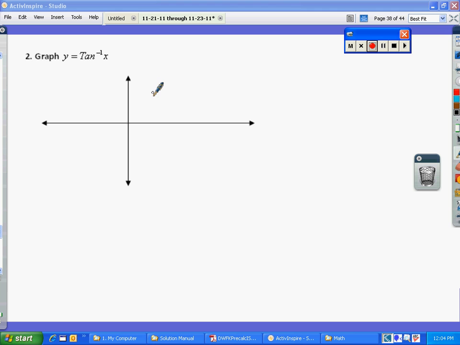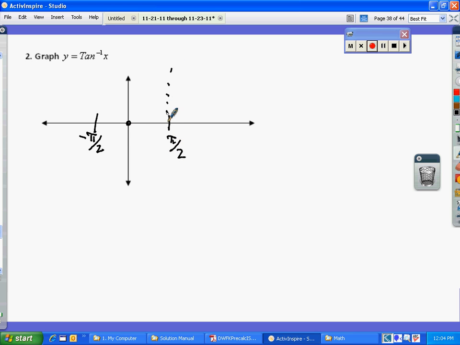Okay, so for number 2, we are graphing the inverse tangent graph. So it's going to be basically a reflection over the line y equals x for tangent. So your original tangent graph goes from negative 1 to 1 and from negative pi over 2 to pi over 2. And if you remember, I'm sorry, I should say that the other way around, your original graph is going to look like this.